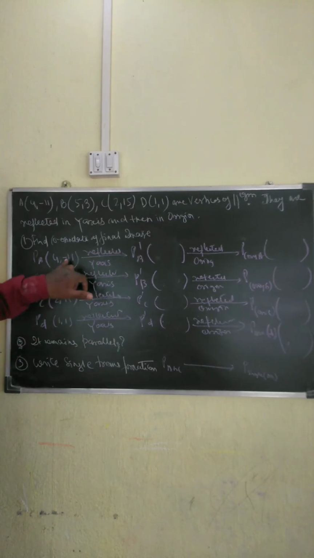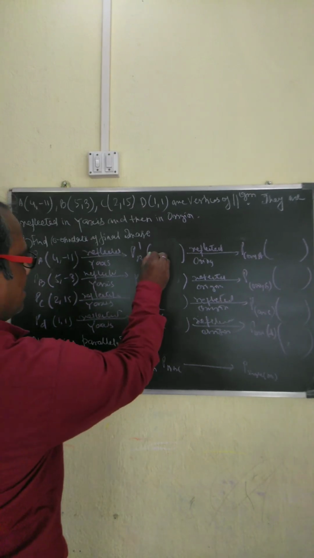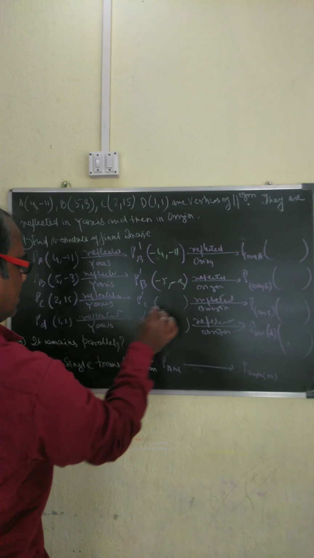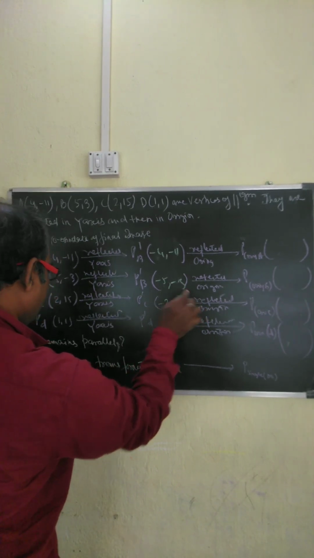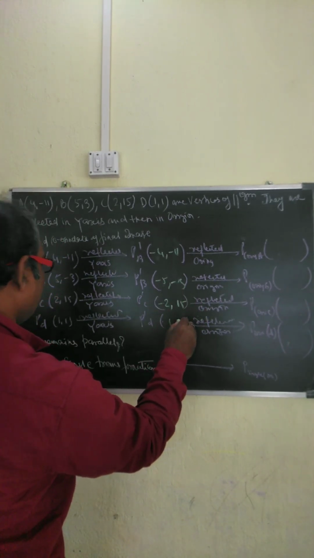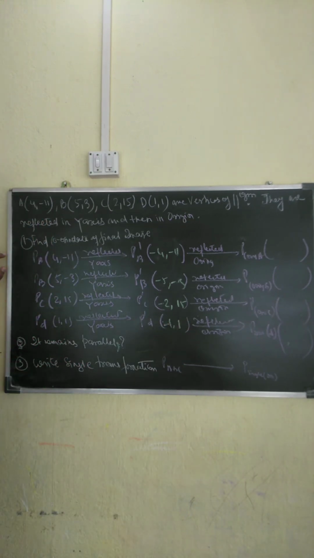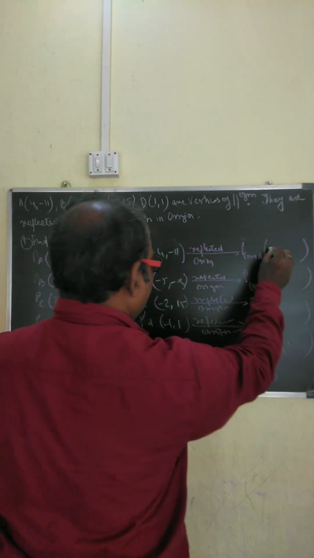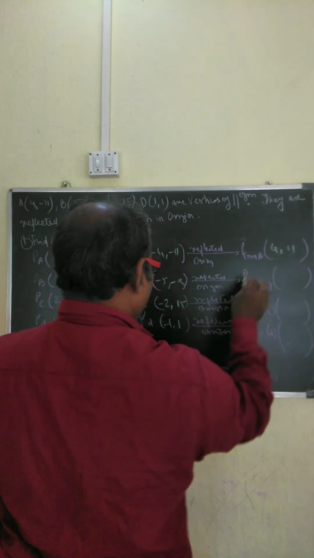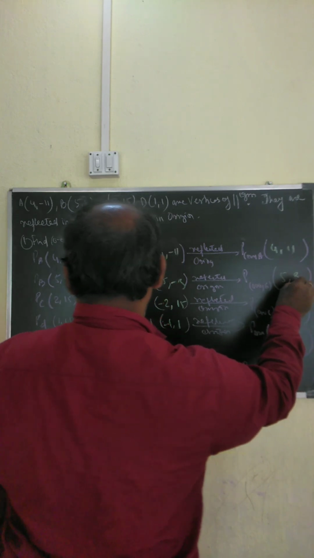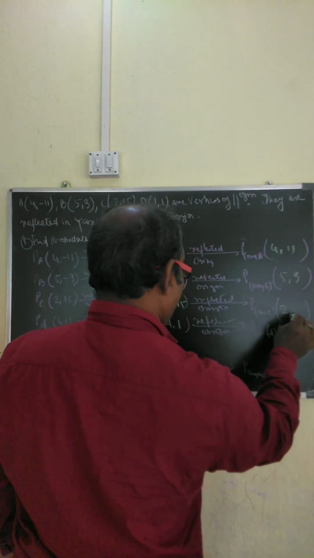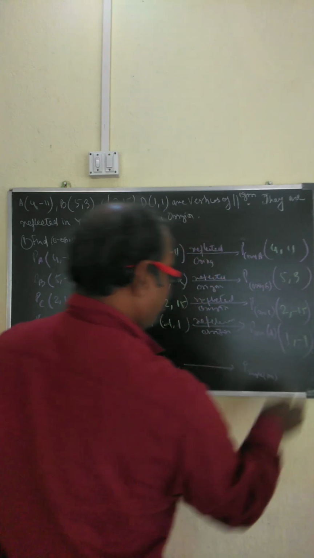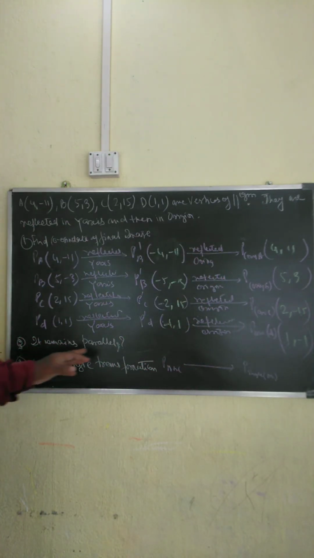Reflection in the y-axis means the y ordinates remain the same and x changes. So it becomes (-4, -11), (-5, -3), (-2, 15), and (-1, 1). Now again it has been reflected in the origin. When it is reflected in the origin, both signs change. It becomes (4, 11), (5, 3), (2, -15), (1, -1). Now they have asked whether it remains a parallelogram.